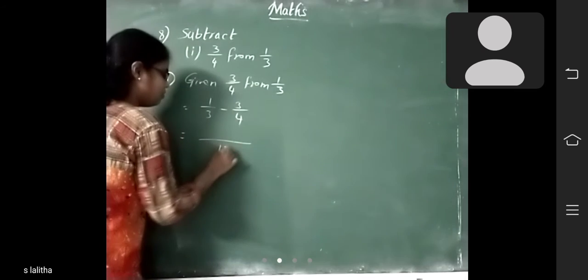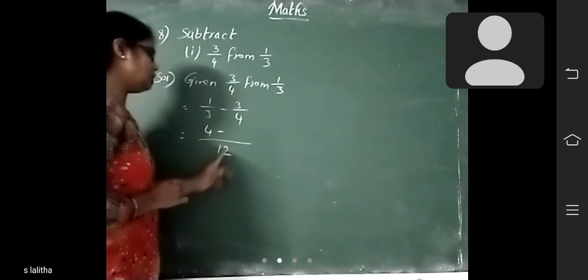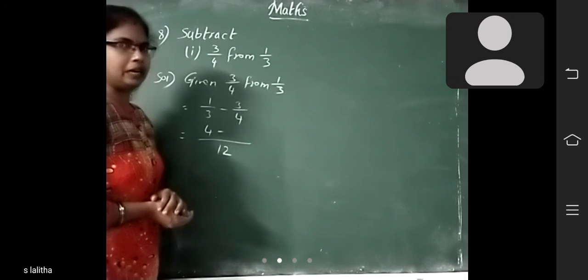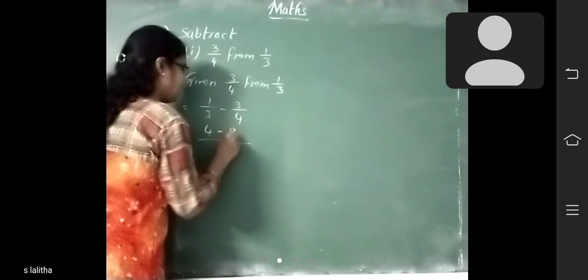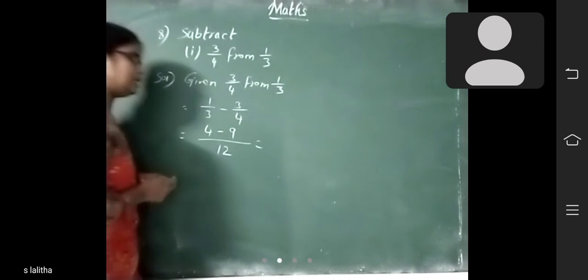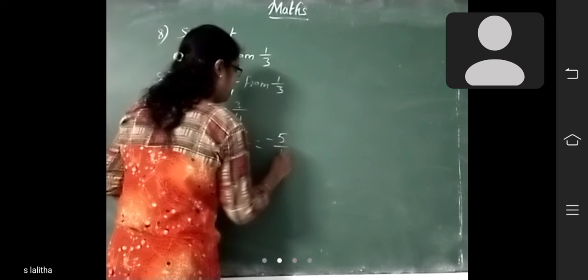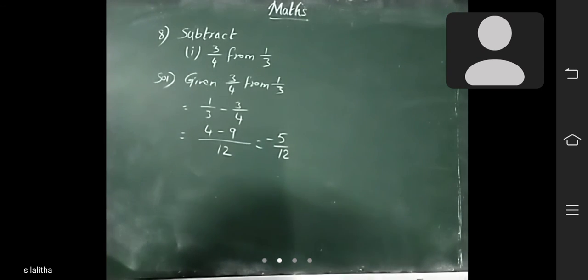Now find the LCM for 3 and 4. What is the LCM? 3 4s 12. In the 3 table, how many times 12? 4 times. So 4 into 1, 4 minus. In the 4 table, how many times 12? 3 times. So 3 3s 9. 4 minus 9. How much, children? Minus 5 by 12. Okay, ma'am. Did you understand? Like that you can do homework second and third sums.